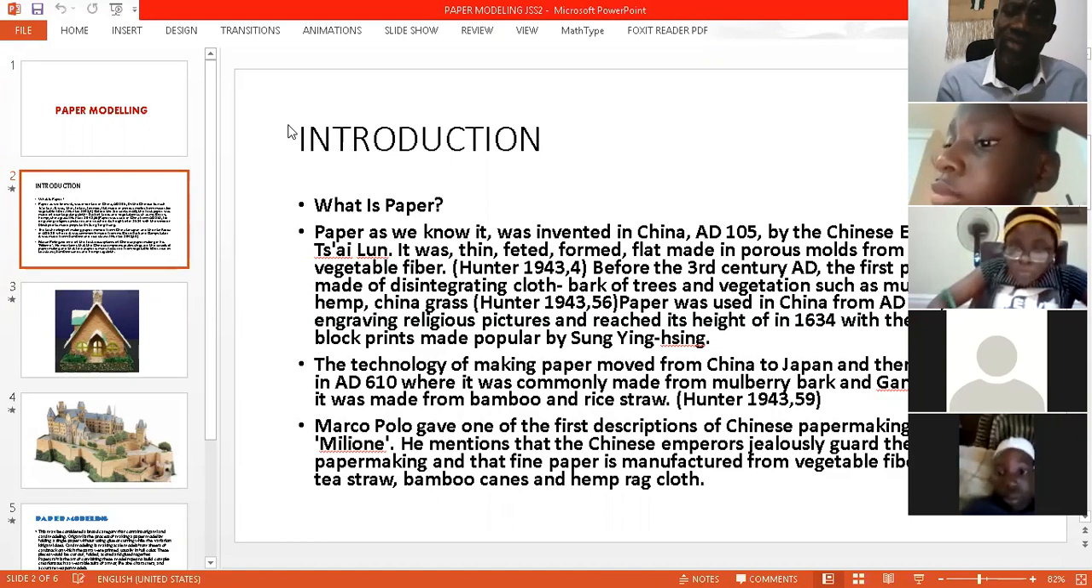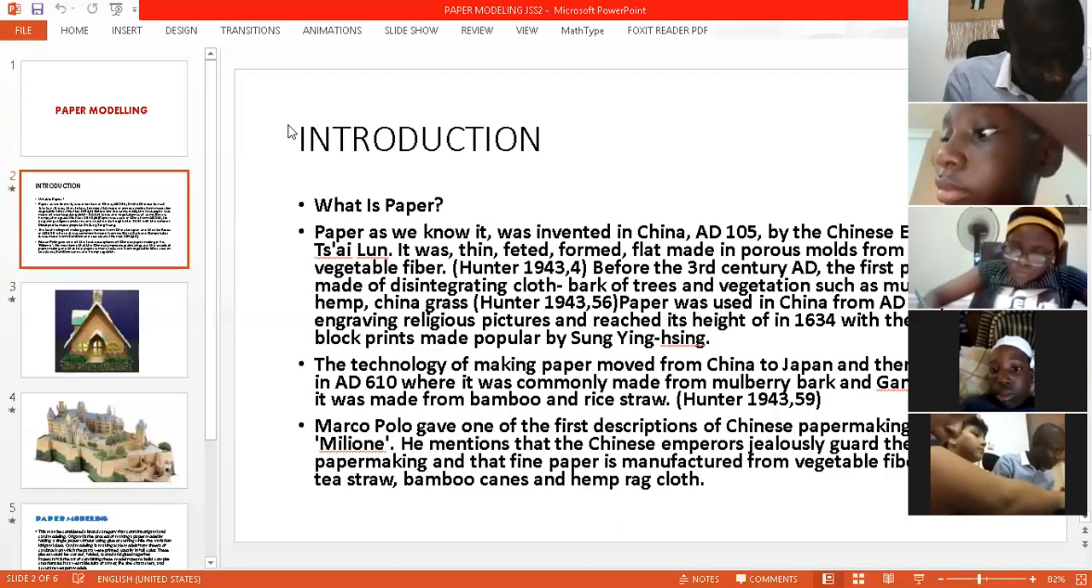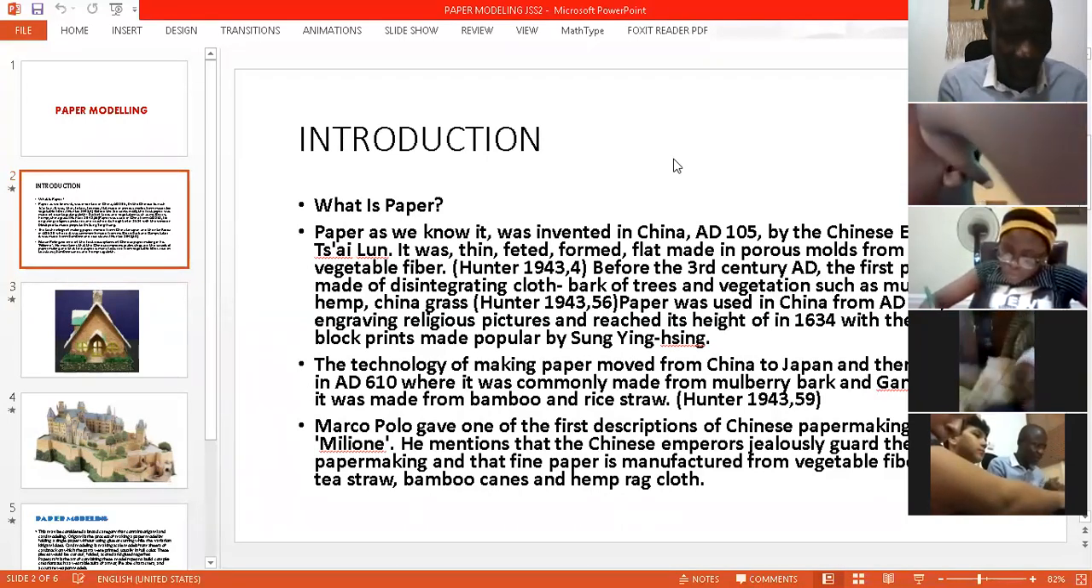But today, we said we will be talking about paper modeling. So when you say modeling, when did Africa know about paper?